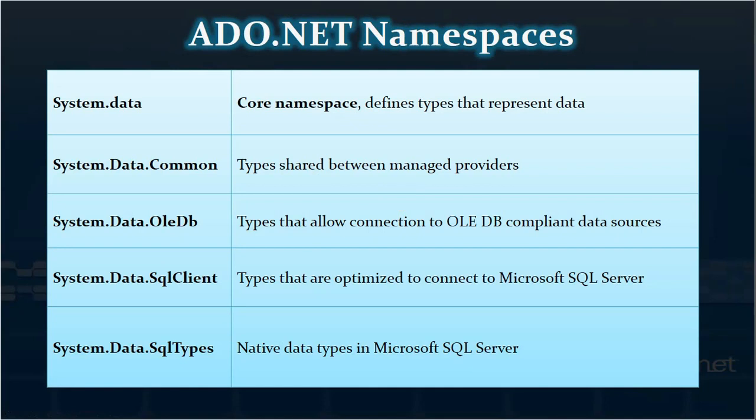The important namespaces which are required for our working are system.data, system.data.common, system.data.ole, OLEDB. That is object linking and embedding. That's one of the technologies. It's a very old one. We won't be using that. Okay, if you want to connect to different databases, we'll be using it.